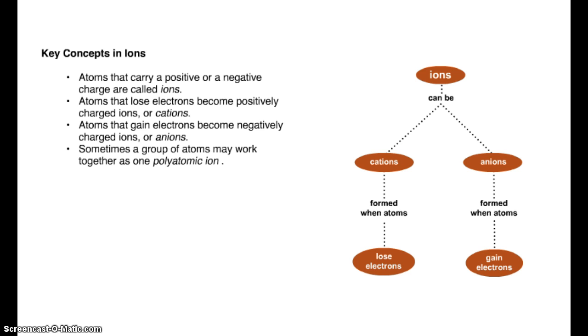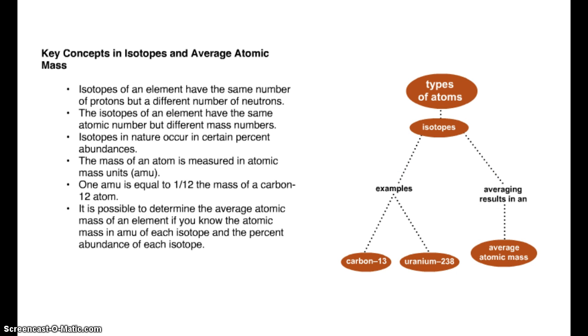Sometimes a group of atoms may work together as one polyatomic ion. So it's like a pre-made ion. Ions can be cations, formed when atoms lose electrons, so they are more positive. Ions can be anions, formed when atoms gain electrons, so it's more negative. So I am a negative ion, anion.